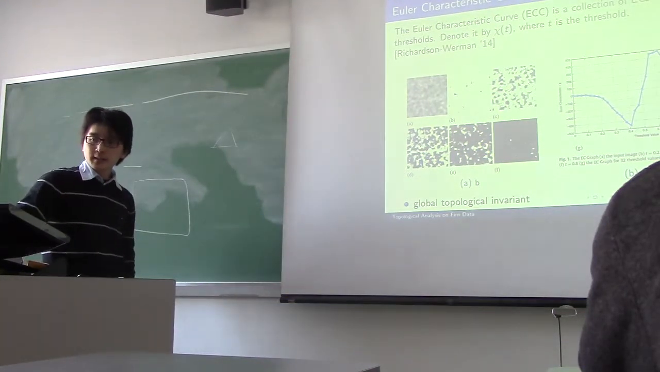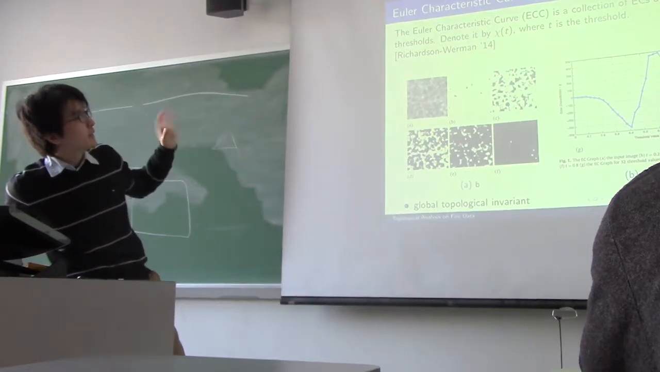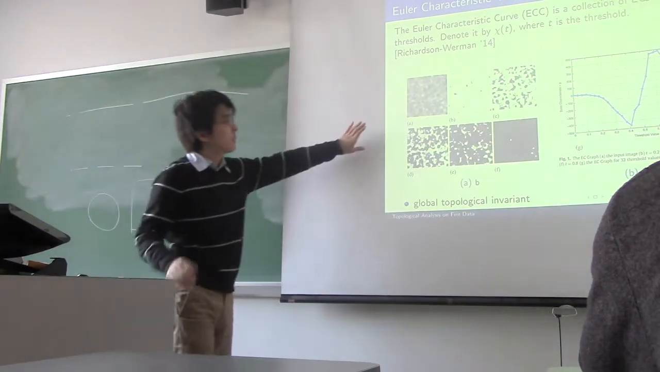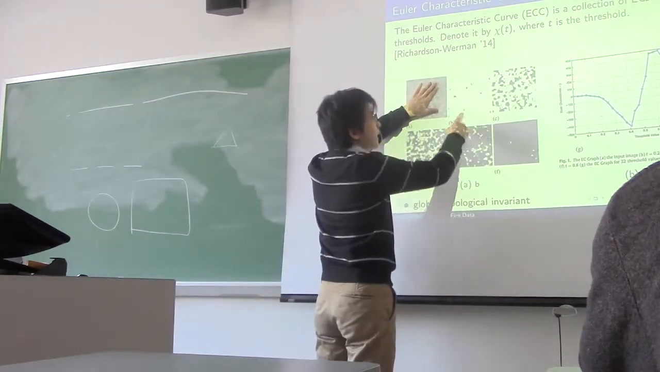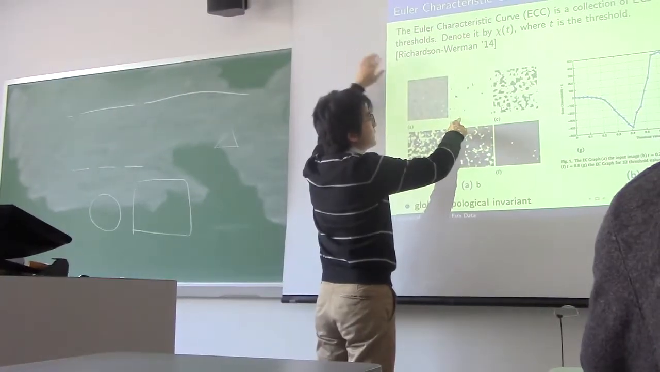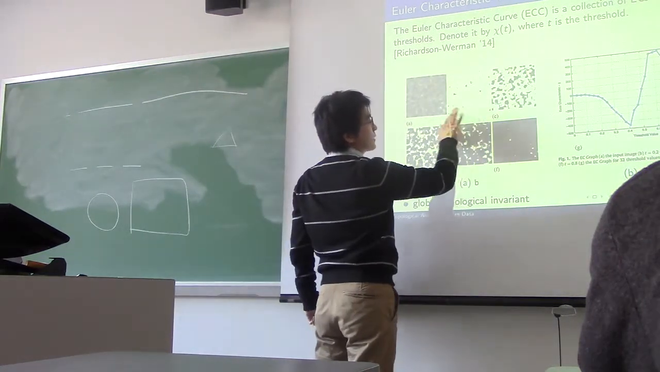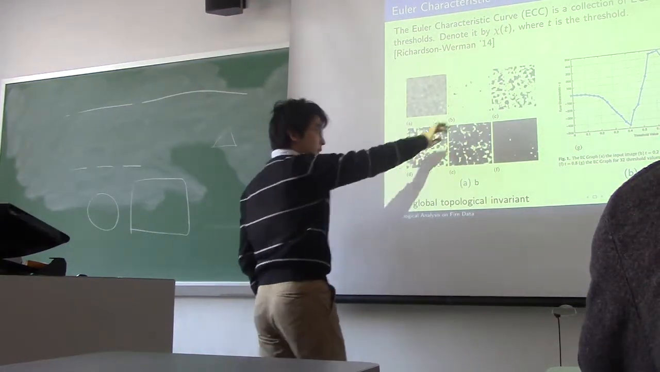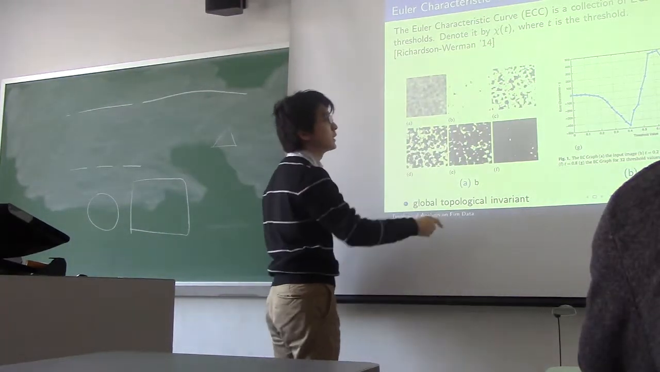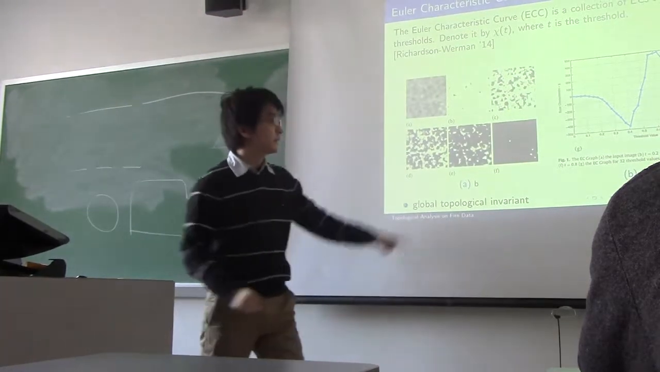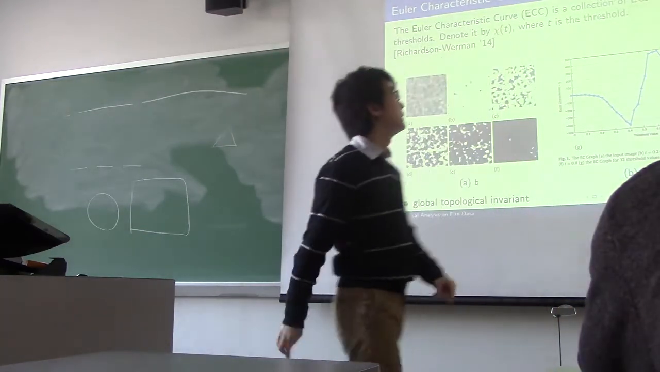So we consider this Euler characteristic curve. What do I mean by that? I can compute the Euler characteristic at each threshold. So for example, this might be some threshold. Oh no, this is the threshold. At a low threshold, the image will look very disconnected. As you increase the threshold, the image will become more spongy, more spongy here, and eventually it will become all black. At first it will look all white here, and eventually it will become all black.